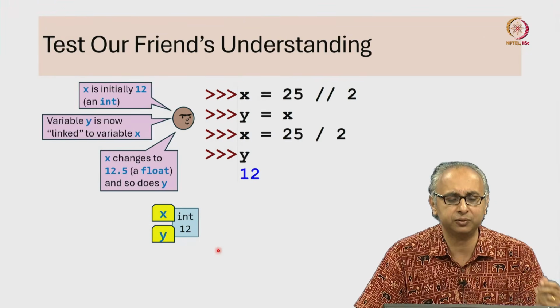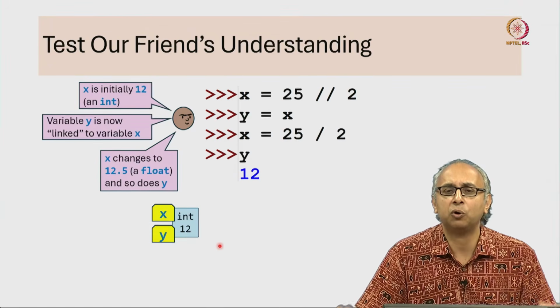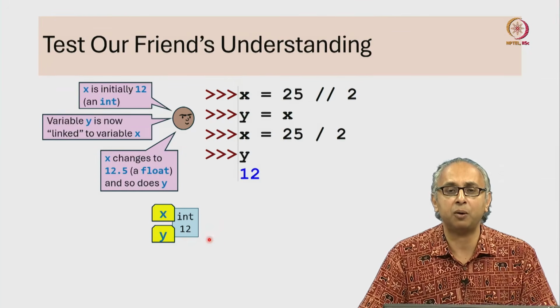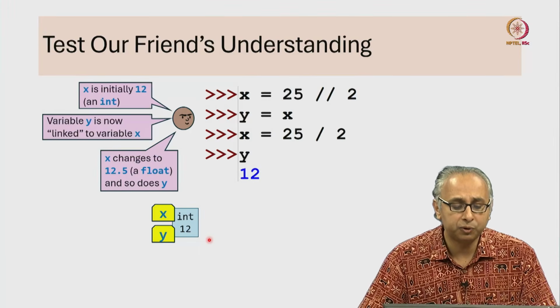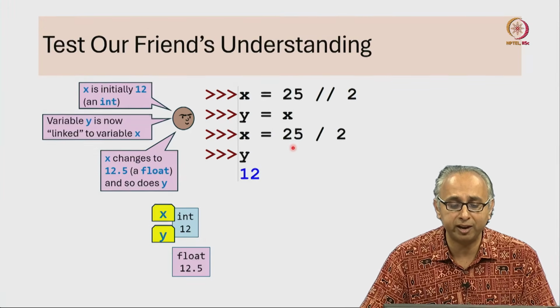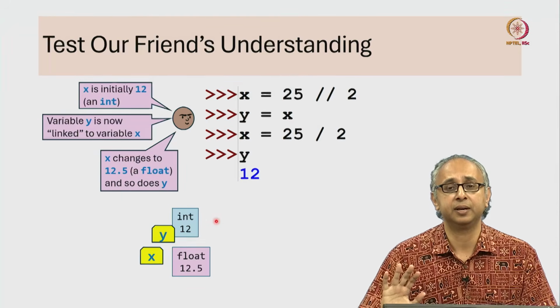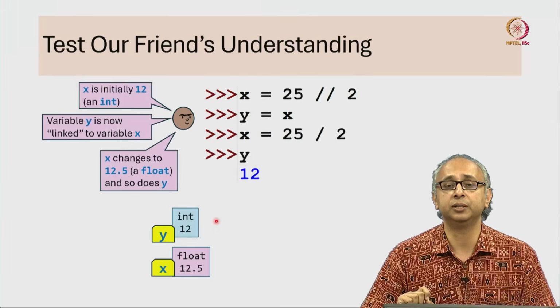Again, think of the metaphor. These are just baggage tags or sticky notes that I have attached to this particular object. When I create the float object 12.5 while evaluating the right-hand side here, and then I move x to that object, this is all that happens. X moves to that object.